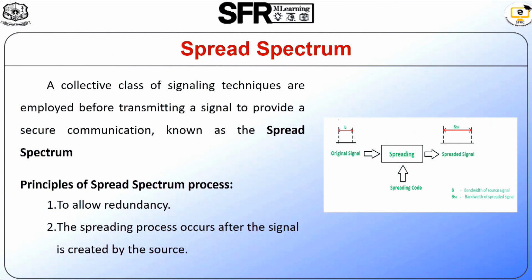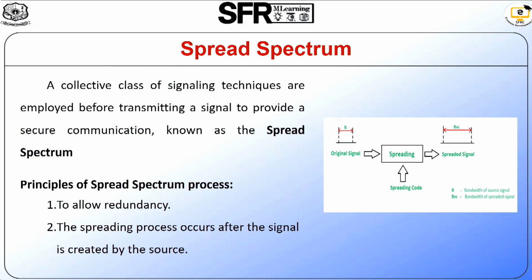Okay, think, what can we do with the spectrum? Due to the increasing demand for wireless communications, there is a limited spectrum efficiency problem, isn't it? So, to solve this, we use spread spectrum communications. Therefore, a collective class of signaling techniques employed before transmitting a signal to provide secure communication is called spread spectrum. There are two principles followed by the spread spectrum process.